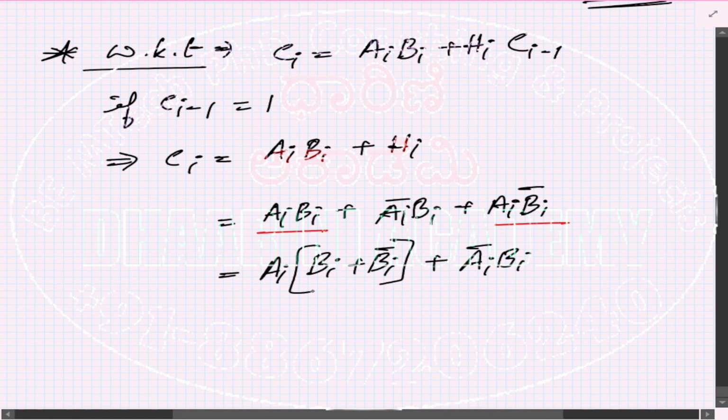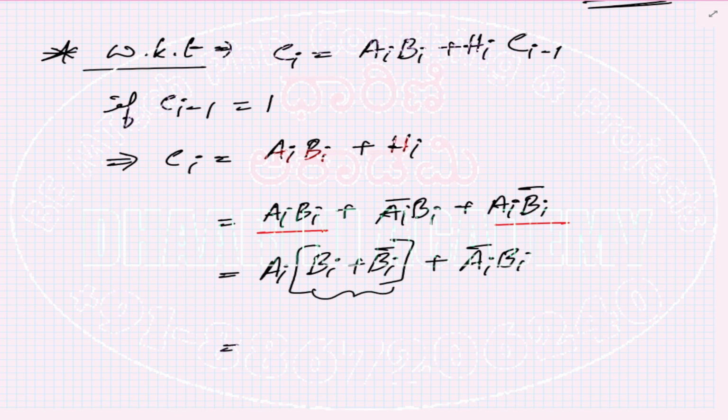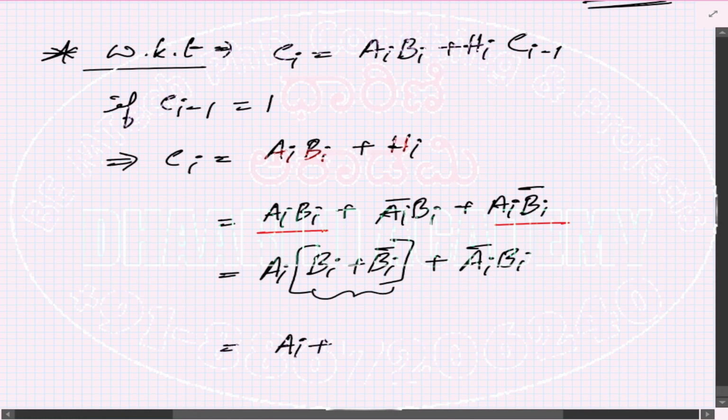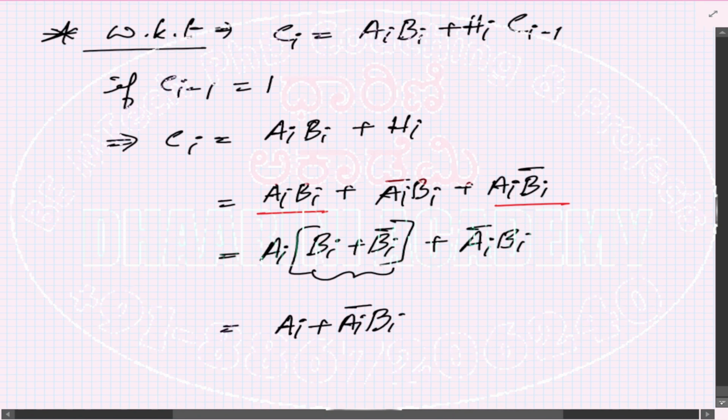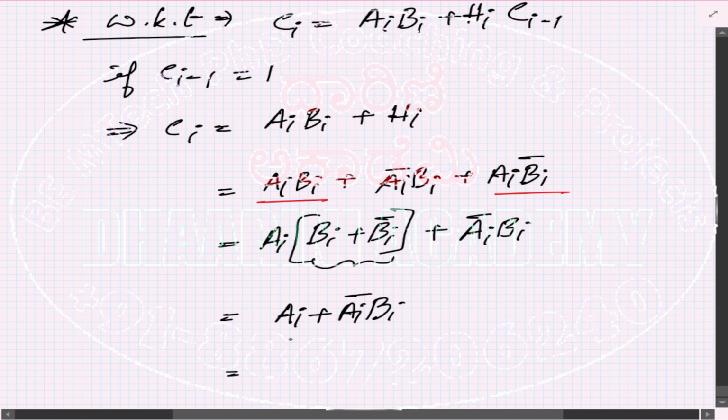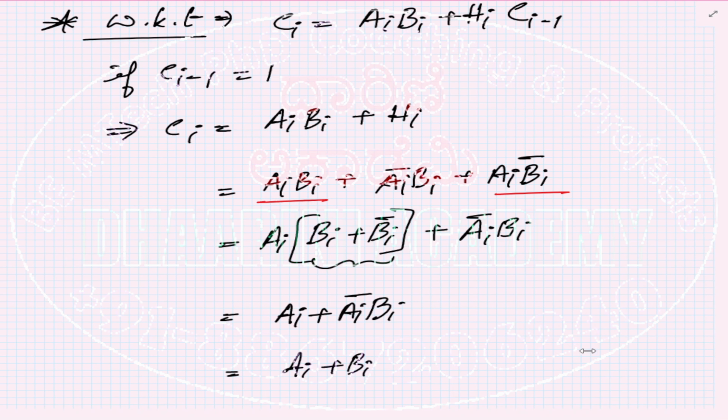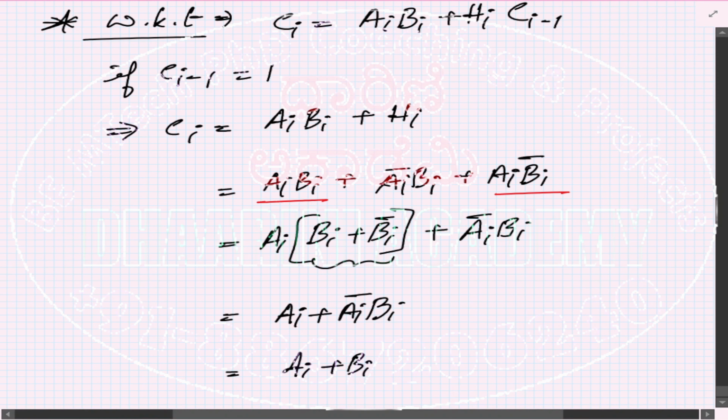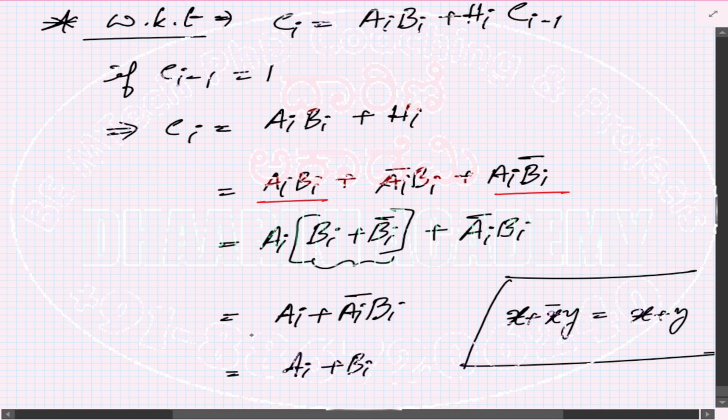What is BI plus BI bar? It's 1. So this is simply AI plus AI bar BI, and this is actually an identity: X plus X bar Y is nothing but X plus Y. That's the identity I'm using here. So X is AI, Y is BI, and that's why your answer is AI plus BI. Now this means what? Which operation is being carried out?